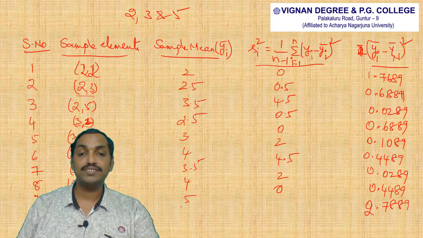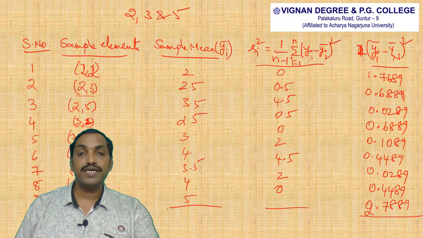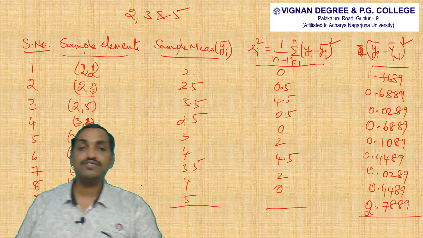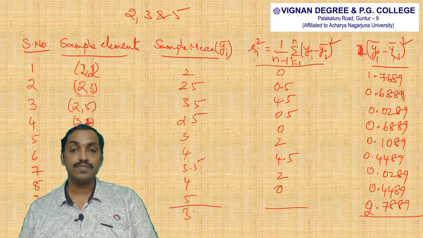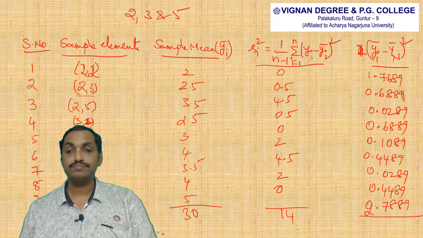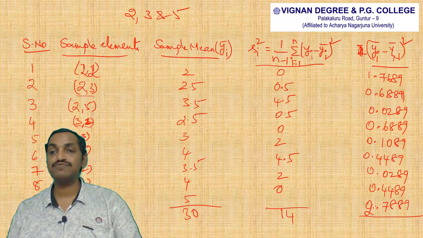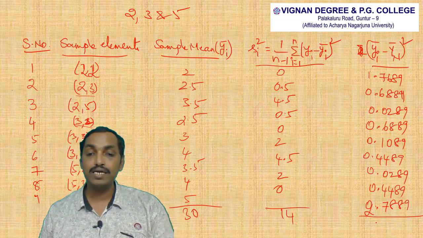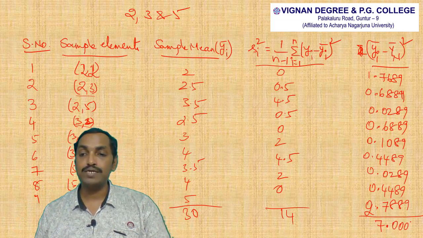So now calculate the sum of the last three columns. By adding the elements of the sample mean column, I'll get 30. By adding these elements of the si square column, I'll get 14. By adding the elements of the yi bar minus Yn bar whole square column, I'll get 7.0001.